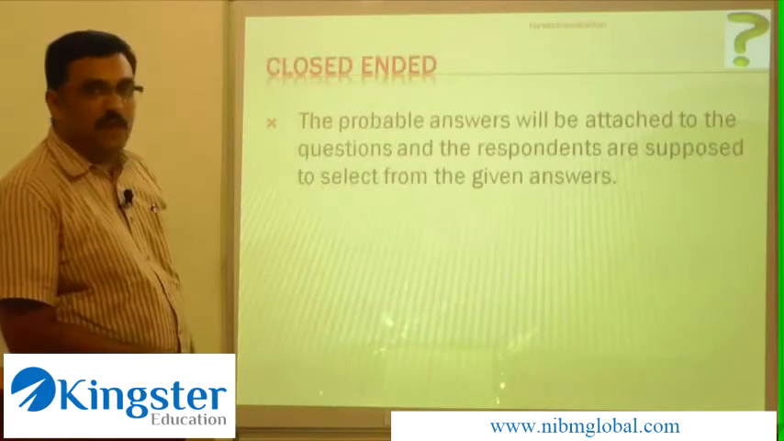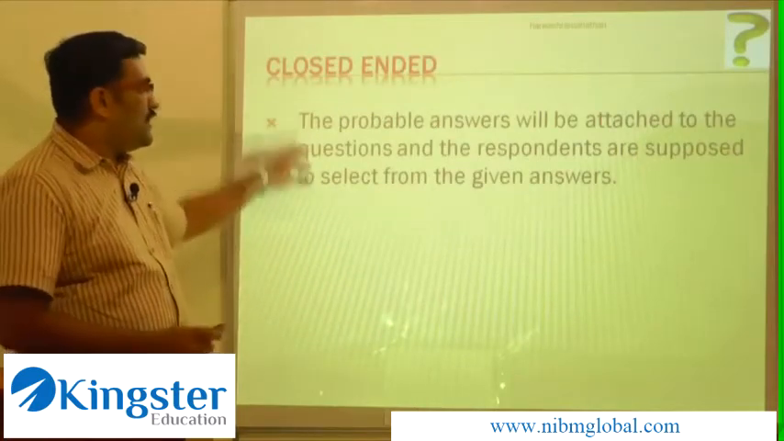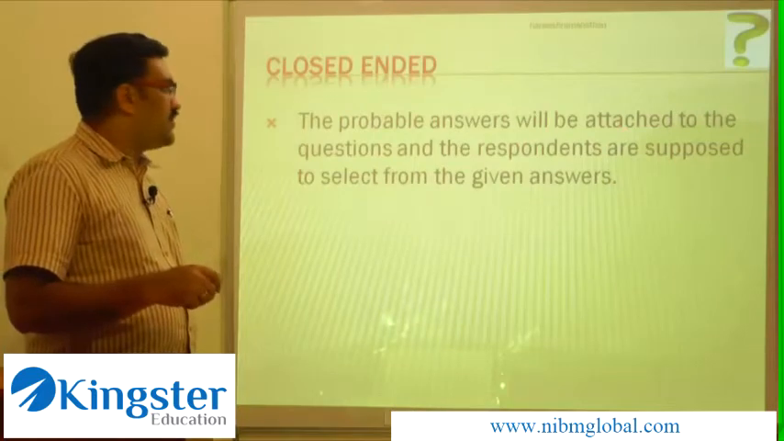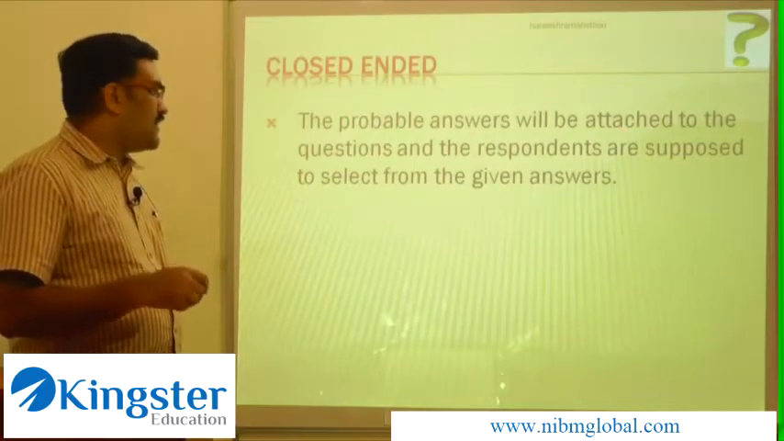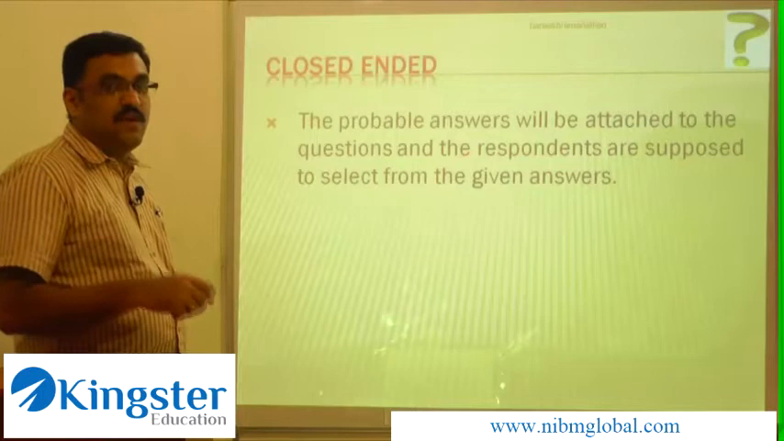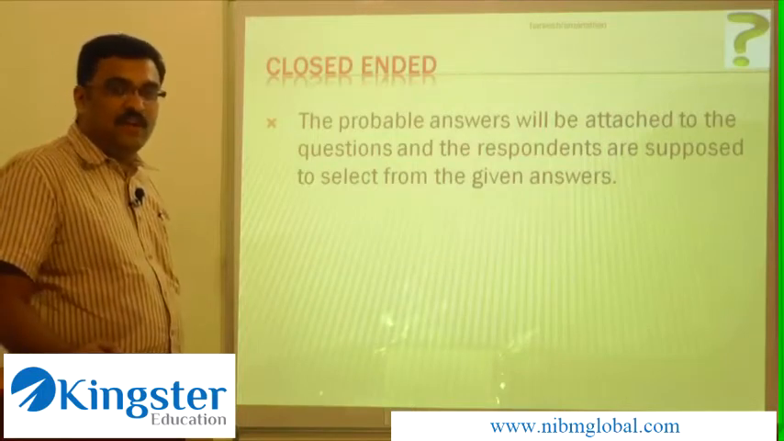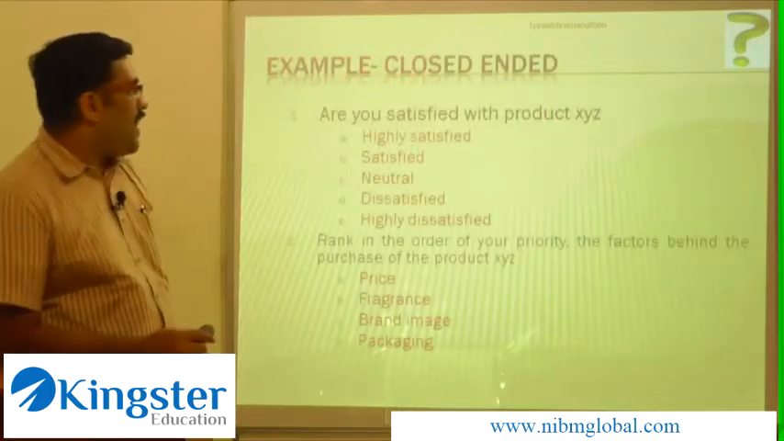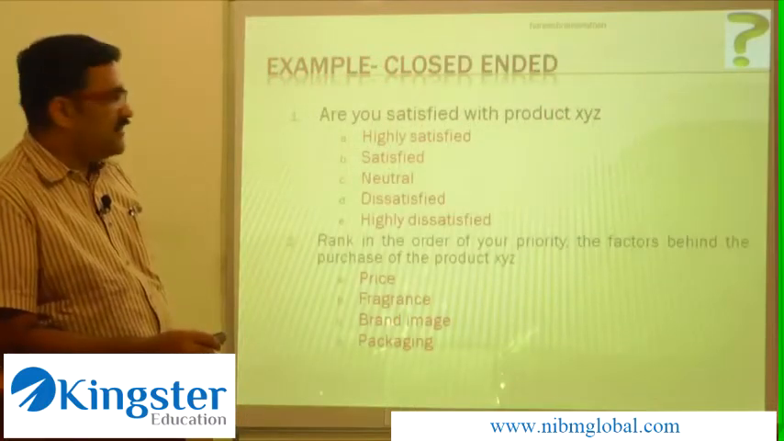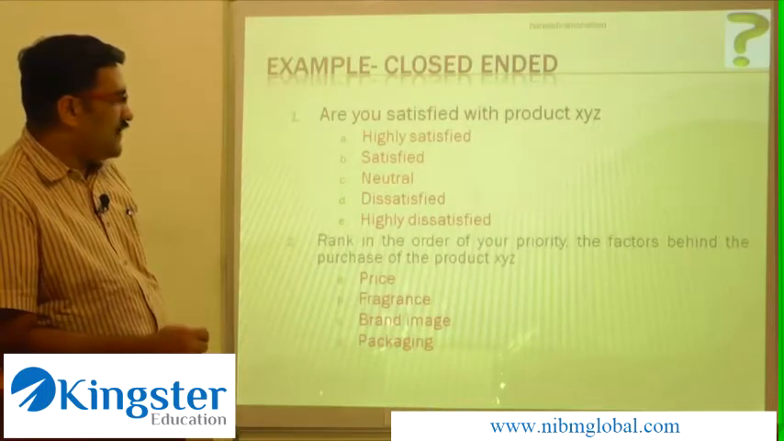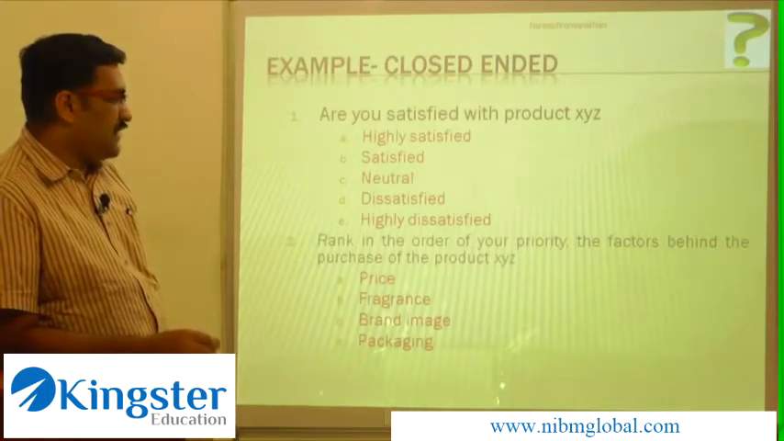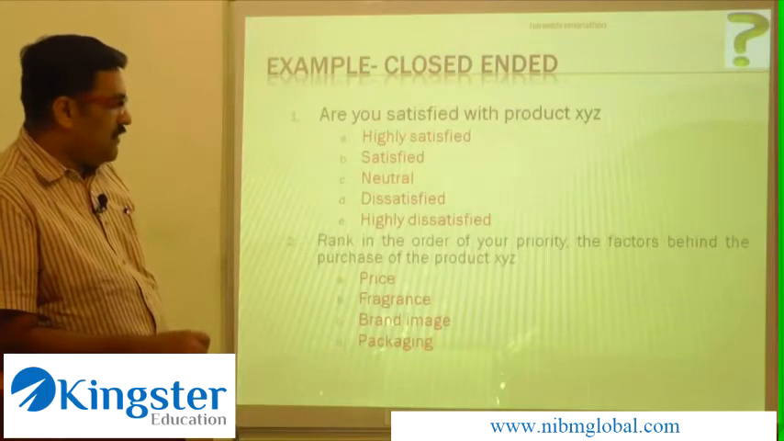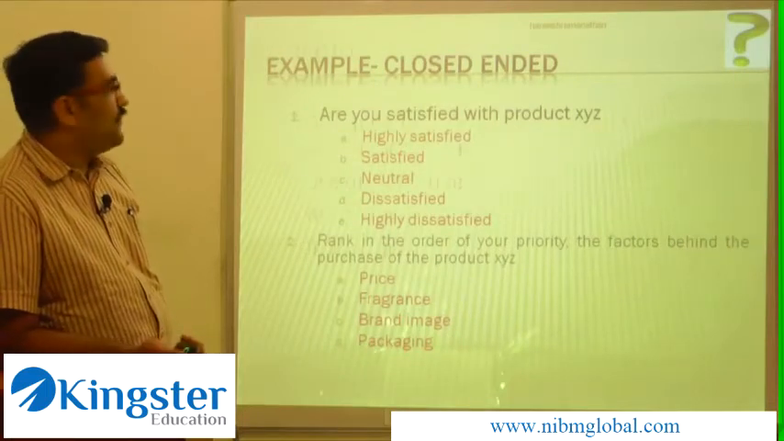So next one is called closed-ended questions. The probable answers will be attached to the questions, and the respondents are supposed to select from the given answers. So respondents may have a choice, but a restricted choice. Examples like, are you satisfied with product XYZ? Highly satisfied, satisfied, neutral. These are the probable answers for that. Or, rank in the order of your priority the factors behind the purchase of product XYZ. You are supposed to rank. All the probable things are given here under.